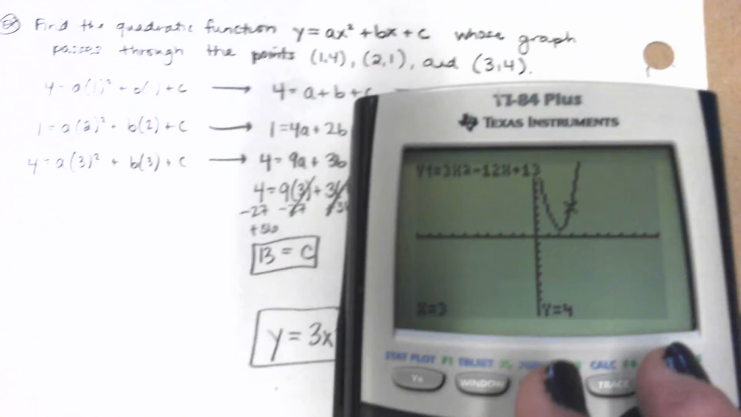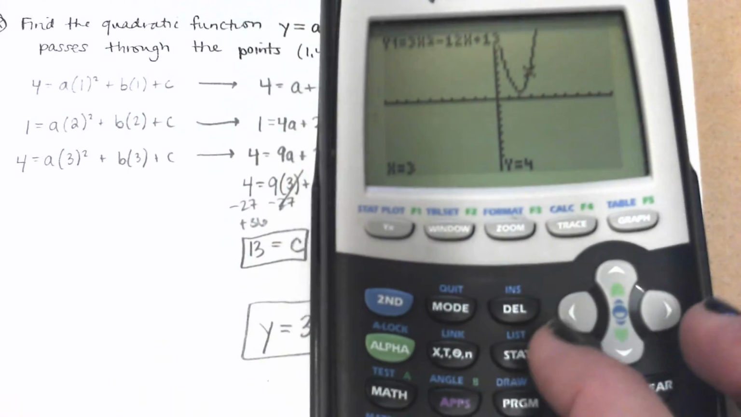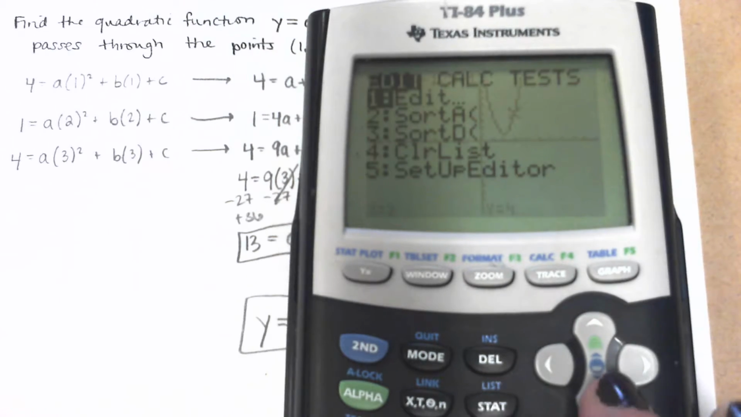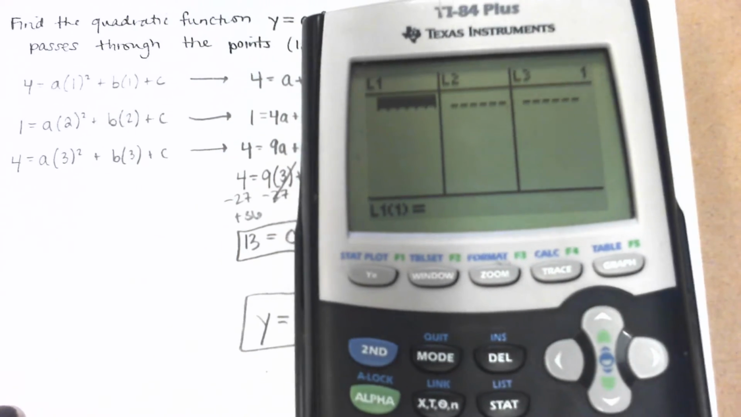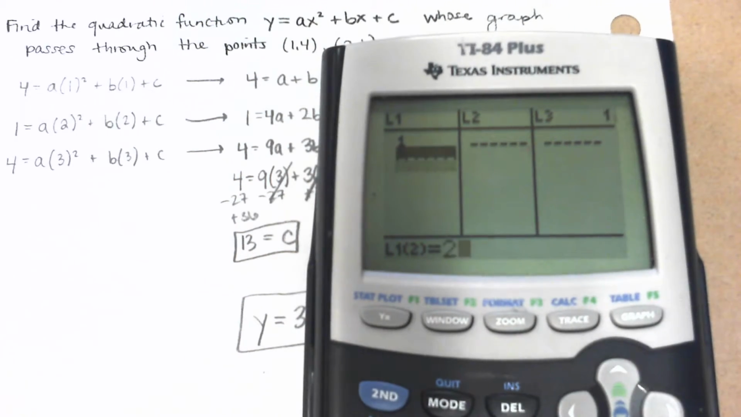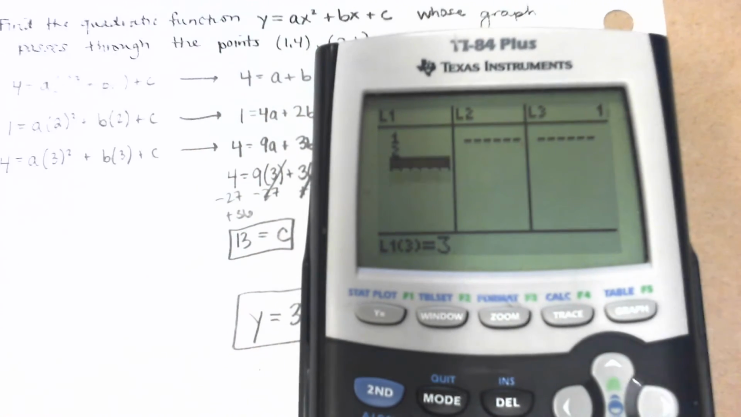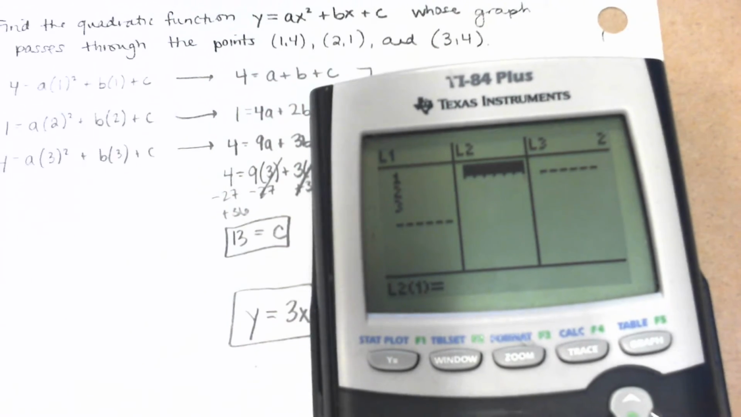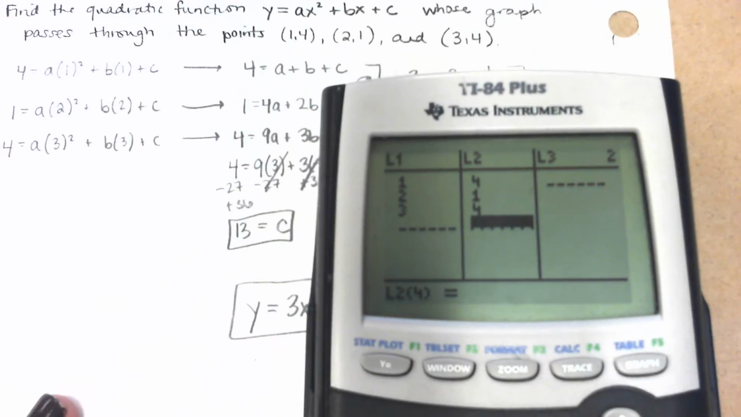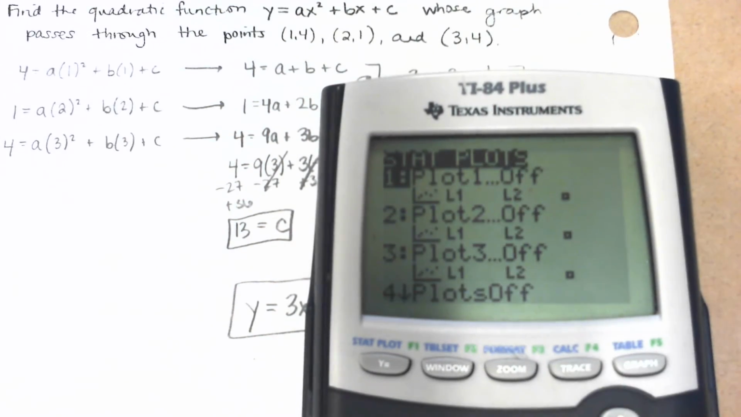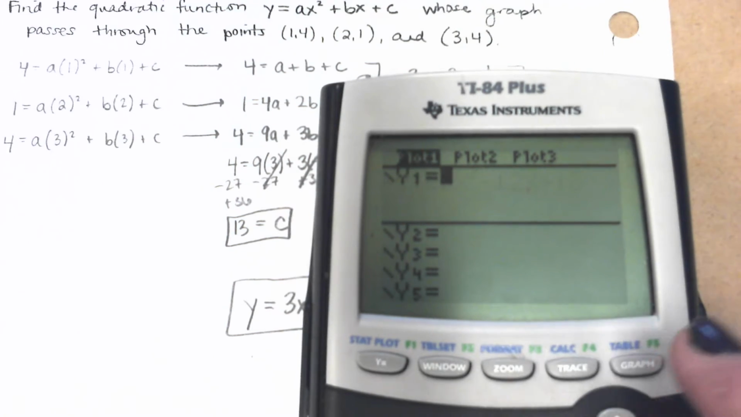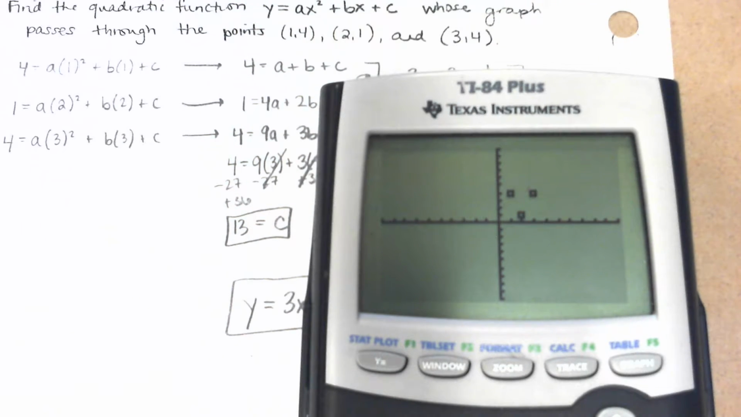Just on a side note, you remember when you had a scatter plot? And you edit your lists and you insert your points 1, 2, and 3 as your x coordinates, and 4, 1, and 4 as your y coordinates. And then you turn on your scatter plot and you would graph those 3 points.